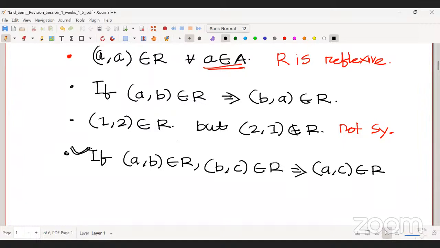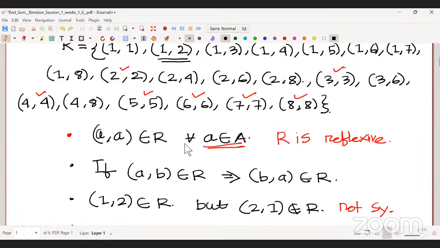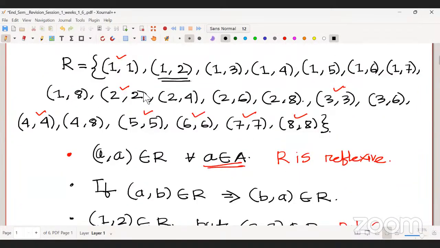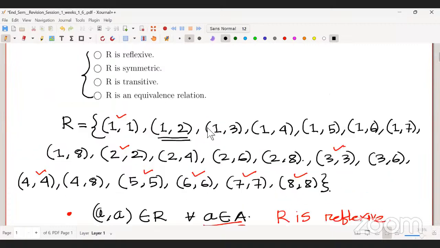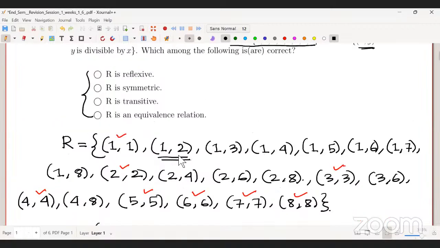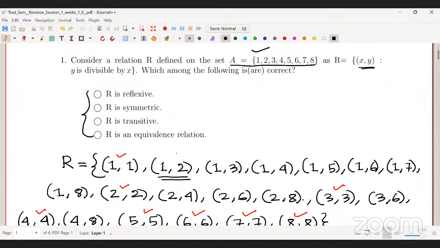Say 1, 2 is there and 2, 4 is there, and we also have 1, 4. Yeah, but again, as you can see, there are a lot of elements, right? So if you start checking one by one, then it's going to be a very tedious task. Correct. So can you show it in general by simply using this definition?